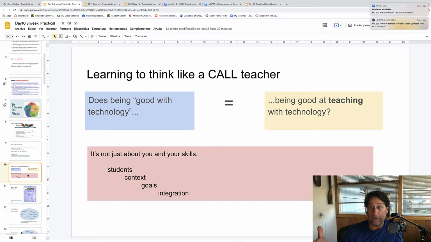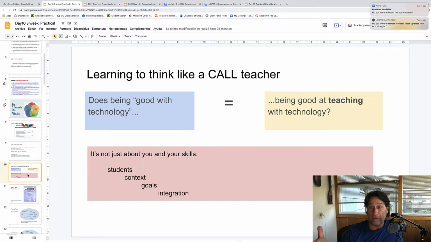So here's an interesting question. Does being good with technology mean that you're going to be good at teaching with technology automatically? The answer to that is, I think, a profound no, although if you are good with technology, the chances are you'll be better at teaching with it simply because you're comfortable with it. But just because you know a lot of technology doesn't make you a good language teacher who uses CALL.